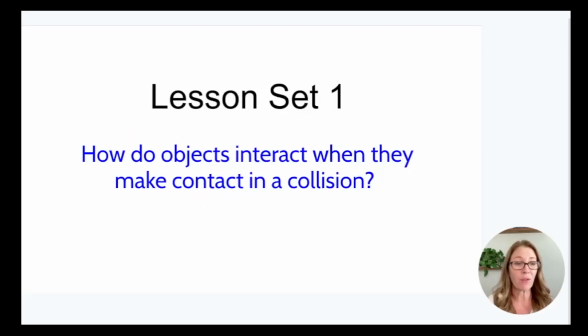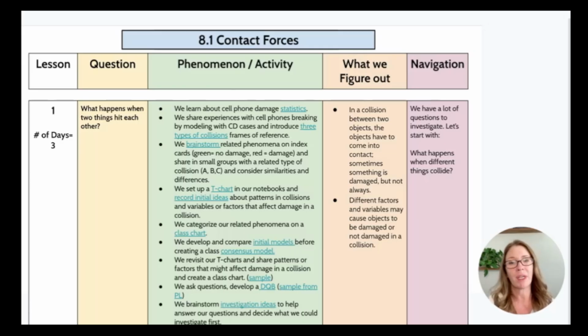So let's jump into our first lesson of lesson set 1, which is going to answer the question, how do objects interact when they make contact in a collision? Lesson 1 is always the anchoring phenomenon routine. No matter what unit you're in, you're going to go through those 4 elements of the anchoring phenomenon routine. The first thing we do is we explore, and in this case, we're going to explore by providing some statistics.